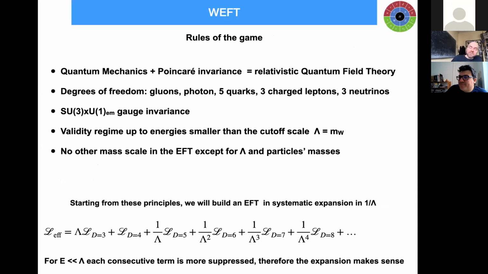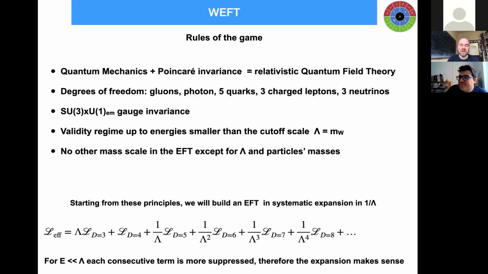And this is the same thinking here as before, as for Euler-Heisenberg, Lagrangian, or for the SMEFT. So we're starting with some degrees of freedom. In this case, it's gluons, photons, 5 quarks, 3 charged leptons, and 3 neutrinos. And we're adding to it a symmetry principle, which is SU3 cross U1 gauge invariance, and we're building all possible interactions based on this that are compatible with these principles.